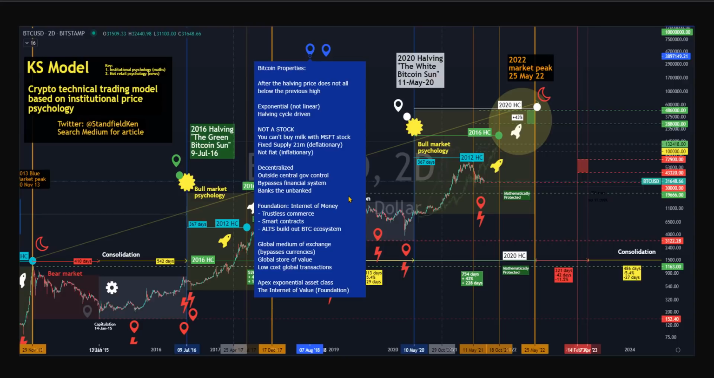It's very beautiful. This is the real key here. It is the foundation of the Internet of Money, also called the Internet of Value. It permits trustless commerce, smart contracts, and the ALTS build out on the BTC, the Bitcoin cryptographic ecosystem. It's a global medium of exchange. It can store value. It facilitates low-cost global transactions. It is an incredible thing. It is an exponential apex asset class.